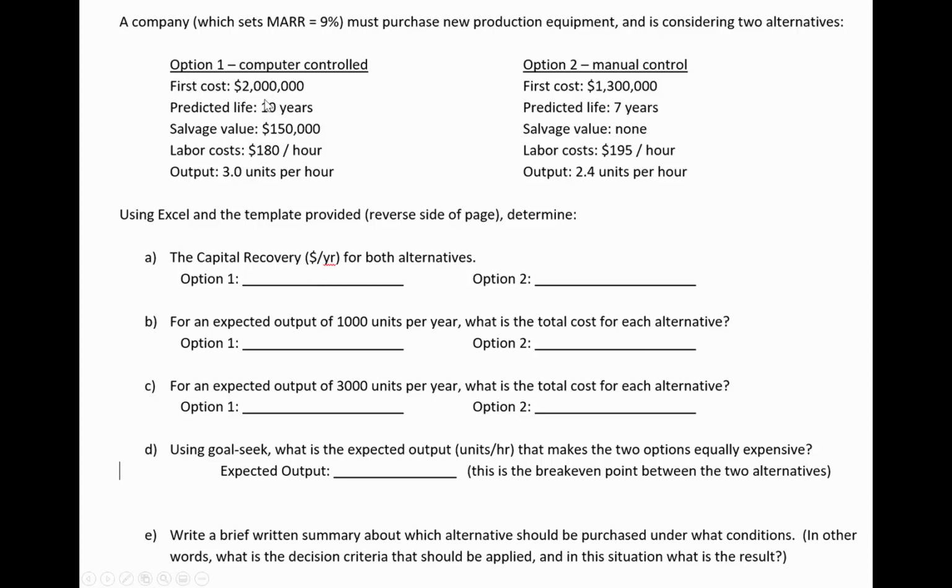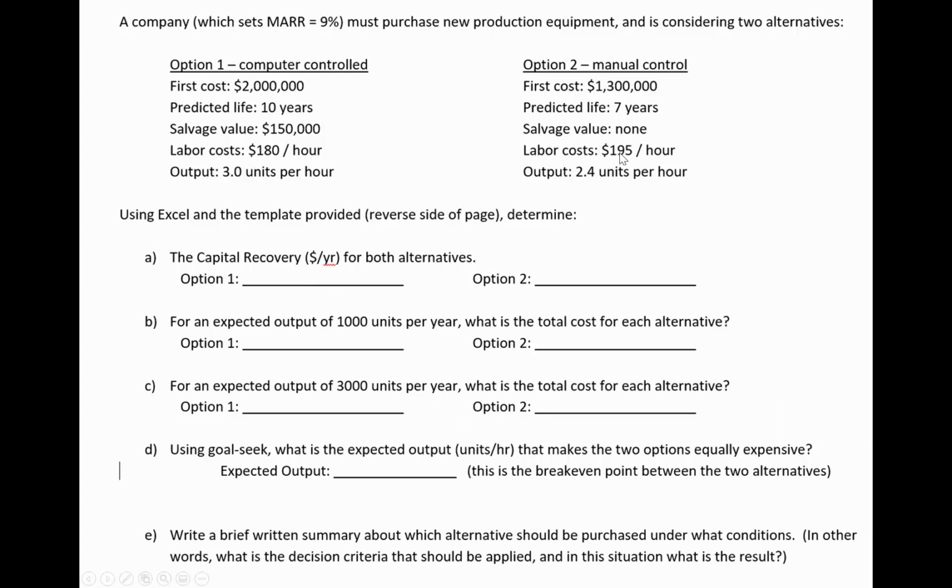Option 1, because it's more expensive, it's more durable, a 10-year lifespan versus a 7-year lifespan for option 2. And it also retains some salvage value at the end of its useful life, whereas option 2 has none. Another way that option 1 justifies the higher cost is that the labor expenses are lower. The computer-controlled method is only going to cost you $180 per hour that it's operated, whereas option 2 has a higher labor cost per hour of operation.